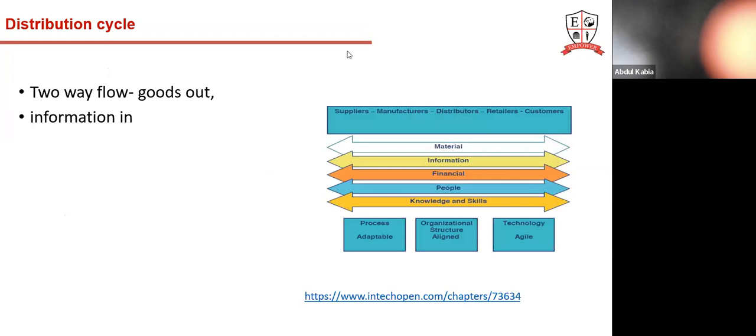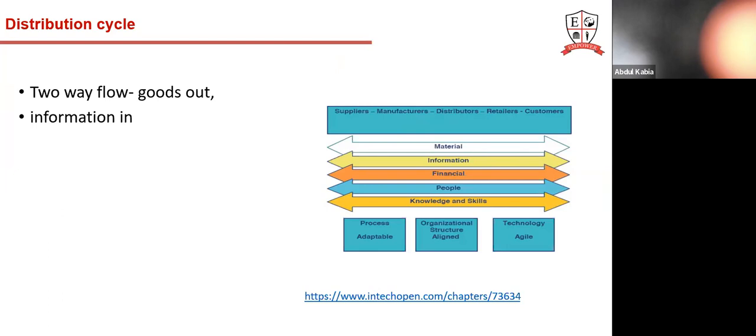Basically, let us look at the distribution cycle. There are two things we need to take into consideration. It's not just moving commodities out. There are two processes. Commodities go out, information should come in. If you say you are doing a distribution cycle, it makes sure these two processes are completed. When moving commodities, there should be information to inform the processes.